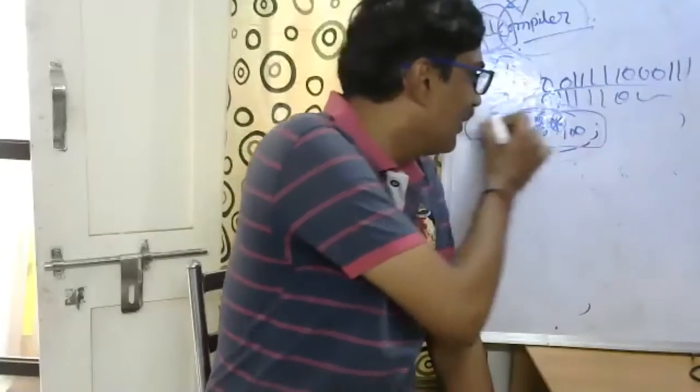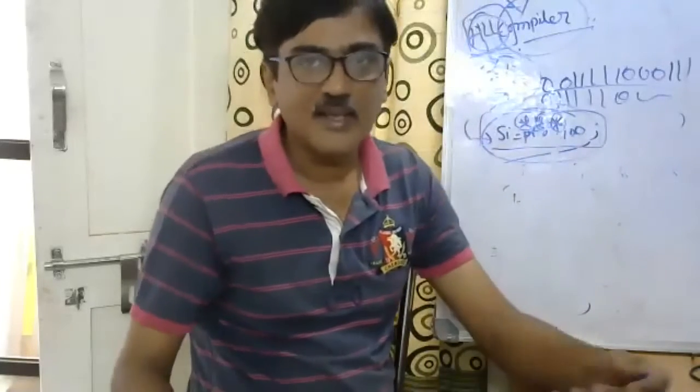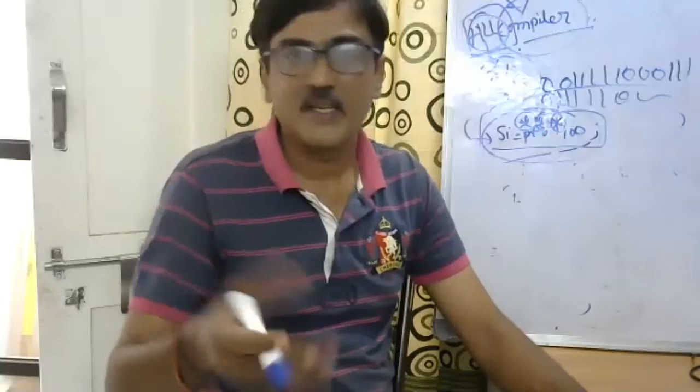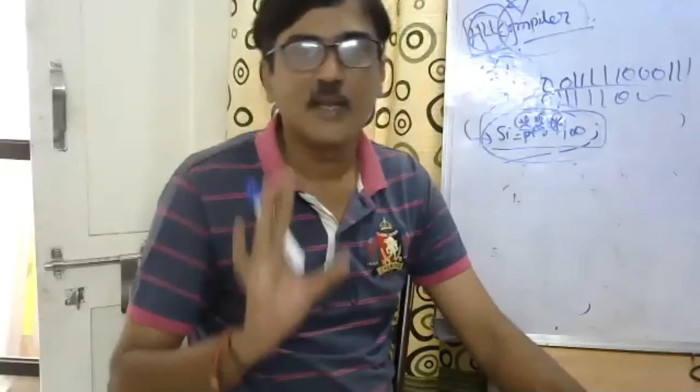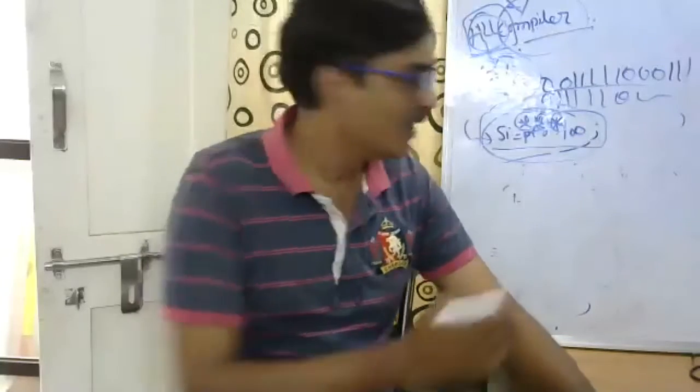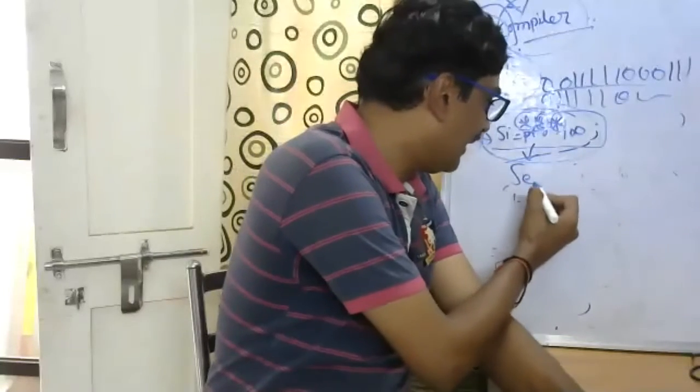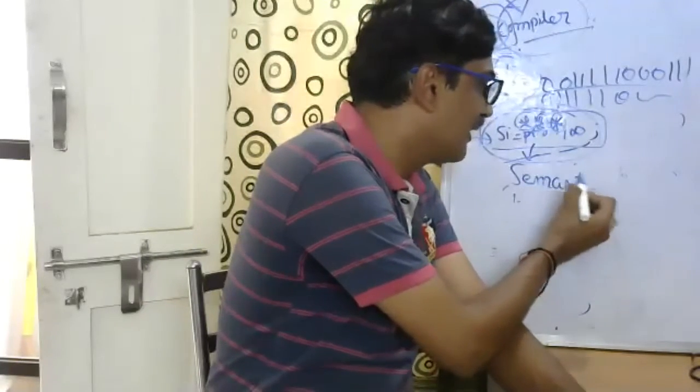So SI is equal to PTR by 100 is nothing for the compiler. It won't give you any error message. But when you run the program, you will not be able to get the output. So such errors are called semantic errors.